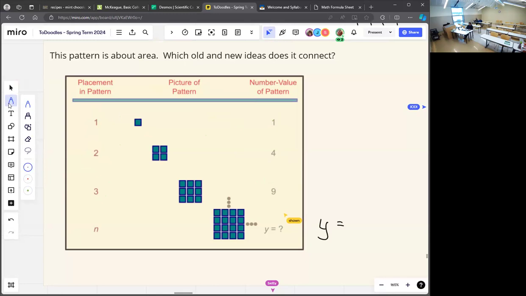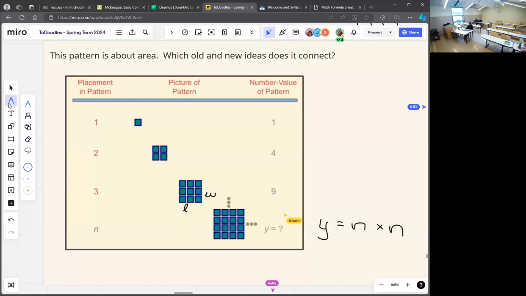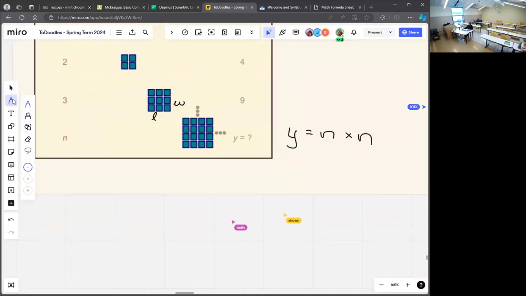So y is n times n, because it's length times width, right? 3 times 3 or 2 times 2 or whatever times whatever. If I wanted to be fancy, we'll write this as y equals n squared. That's what that little symbol means: let's make a square on the side. That's why we call it squared.